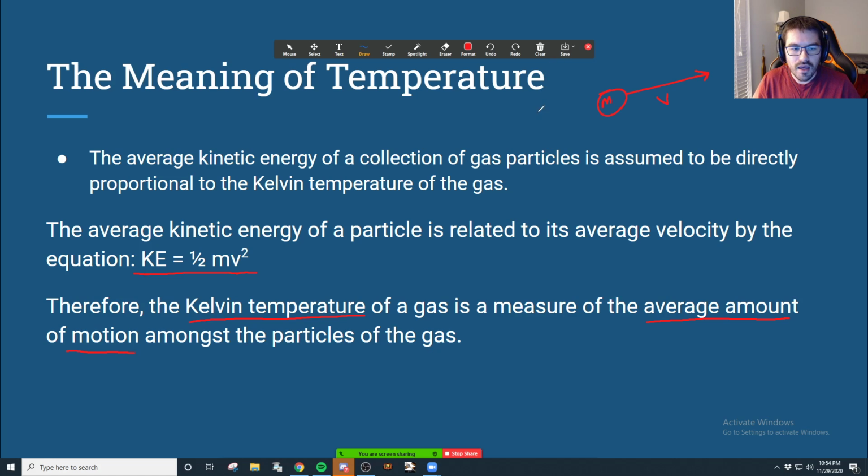Okay, and so that's really just the concept I need you to ingrain in your brains: the hotter something is, the more motion there is among the particles that make up that substance. The cooler something is, the less motion there is. I think it's really interesting.